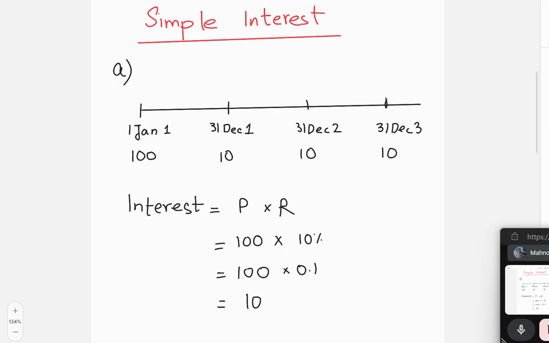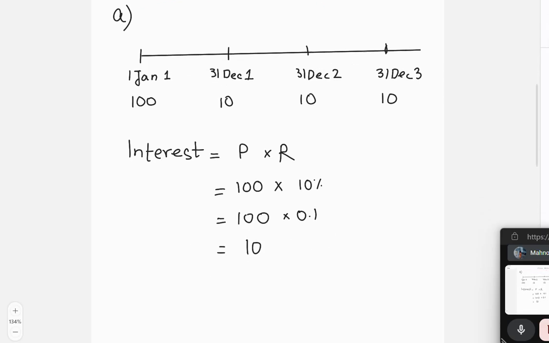Now, this is the answer for part A. How much annual interest is she earning? She is earning an annual interest of £10. Is that right? Annual means per year.